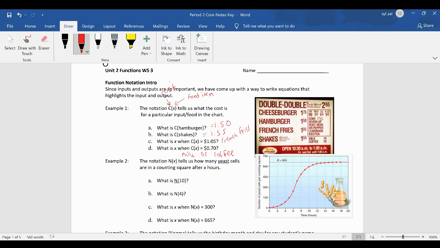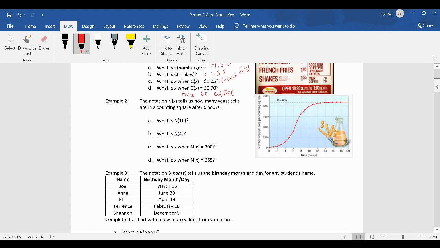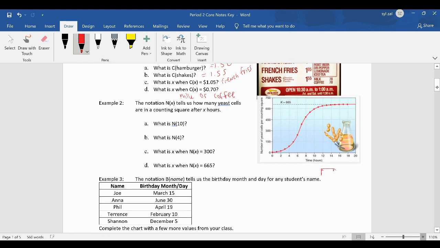Thank you so much for attempting example 2. Here it says the notation n of x tells us how many cells are in counting squares after x hours. So we're going to take a look at our graph. Here it says n of 10. We know that we have this set up as n of x, n being the number of these cells and x being the number of hours. So you want to note that on your paper.